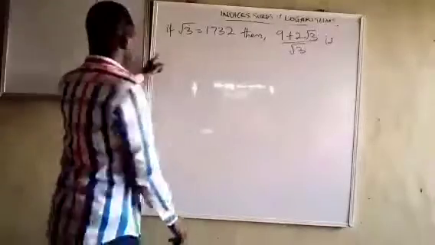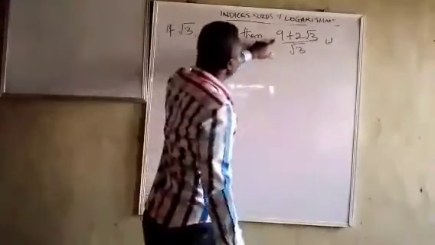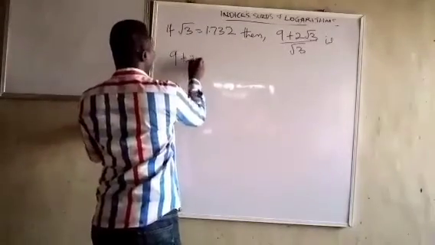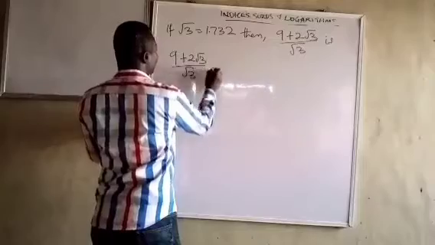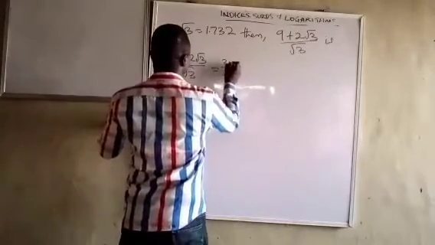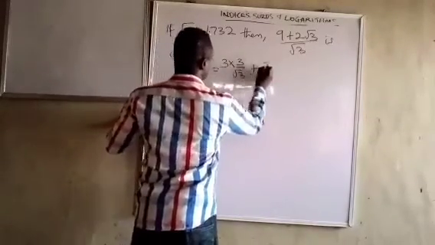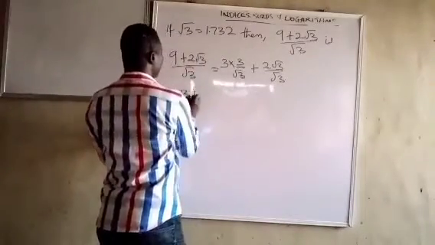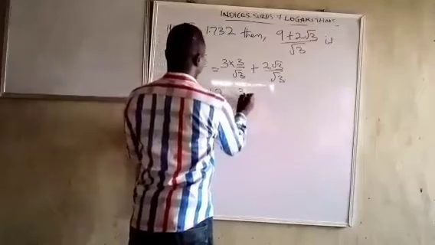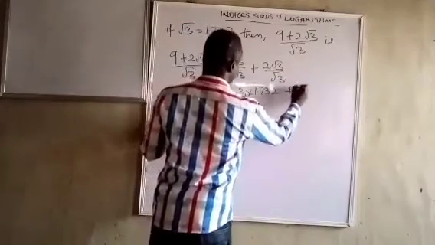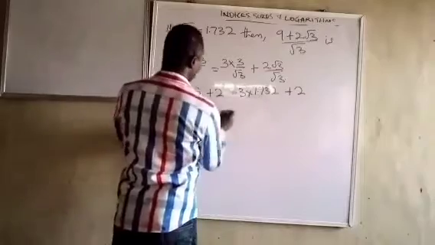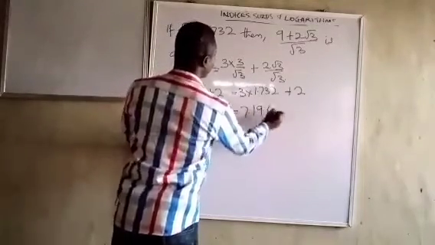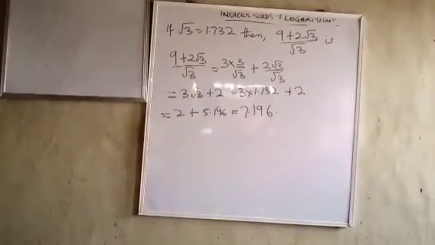Now we have this question. If root 3 equals 1.732, then what is (9 plus 2 root 3) over root 3? So (9 plus 2 root 3) over root 3 will be 9 over root 3 plus 2 root 3 over root 3, which is 3 root 3 plus 2. That is 3 times 1.732 plus 2, which is 5.196 plus 2, so 7.196. The answer is 7.196.